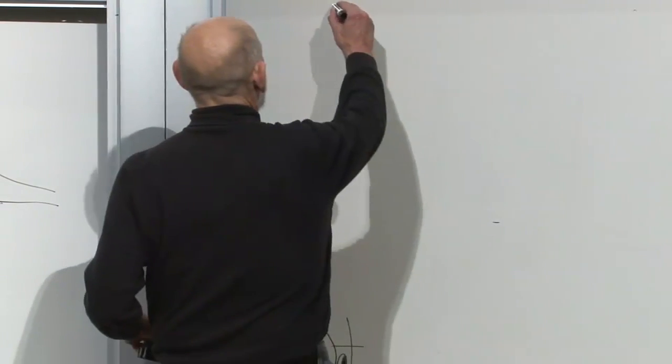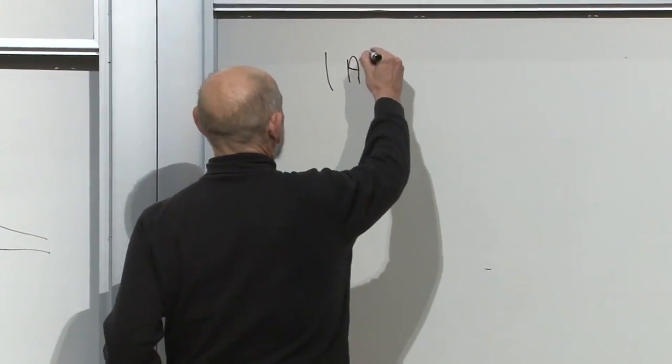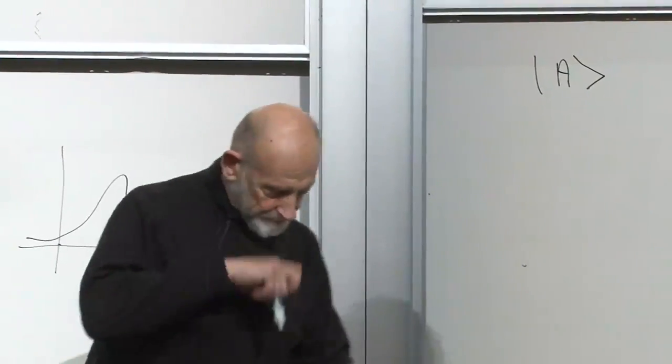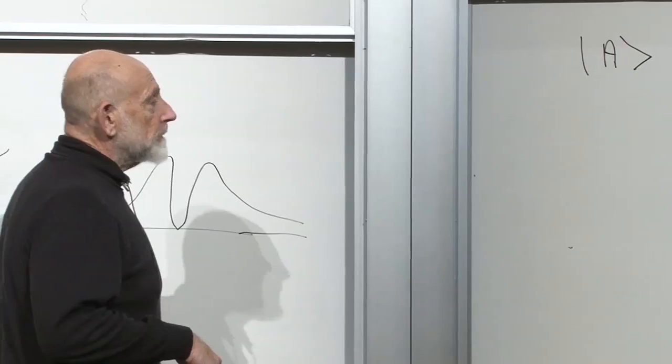All right, so our state is A. I said I was going to change the psi, but sometimes I will, sometimes I won't. Could we go back to the expectation value for a second?